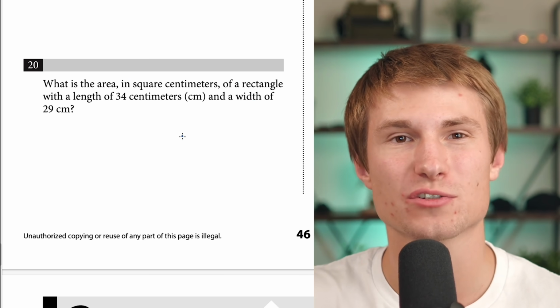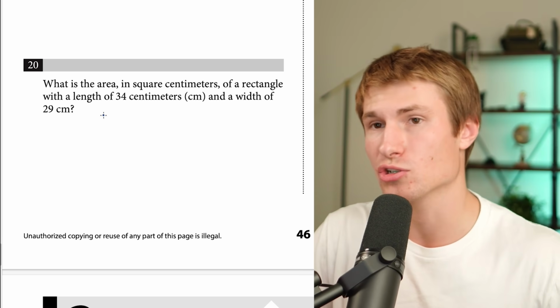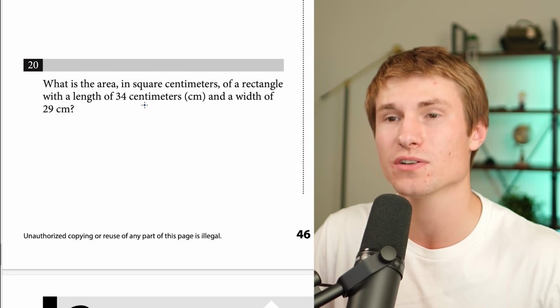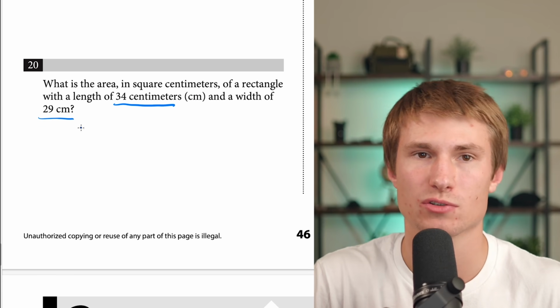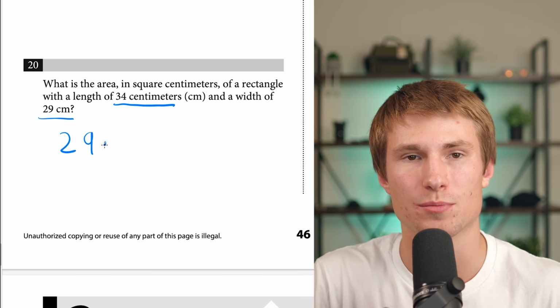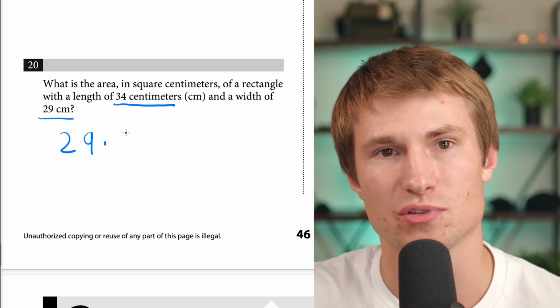Here's how to quickly solve this question about area on the SAT math section. Question 20 states, what is the area in square centimeters of a rectangle with a length of 34 centimeters and a width of 29 centimeters? This question's pretty easy. All you need to know is the area formula for a rectangle, and that's going to be the length times the width. These are both the same unit.